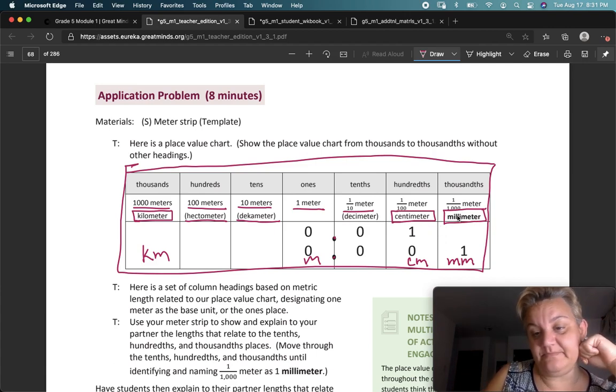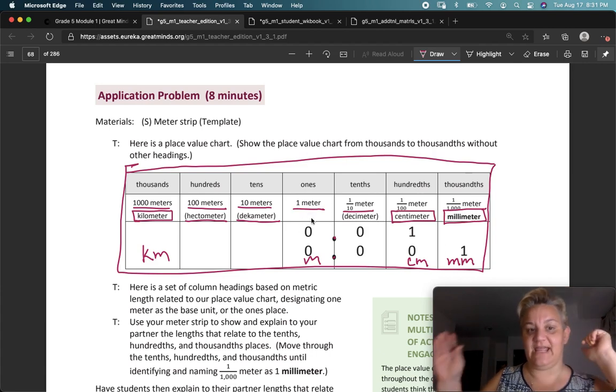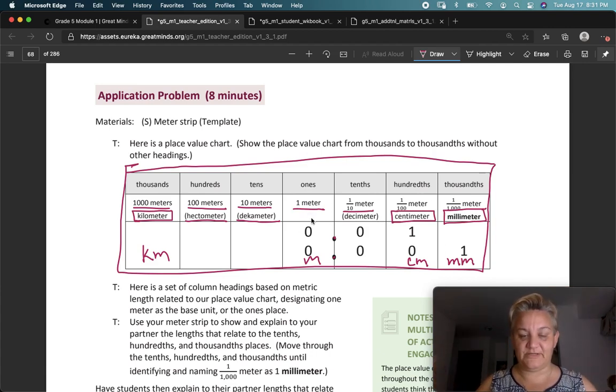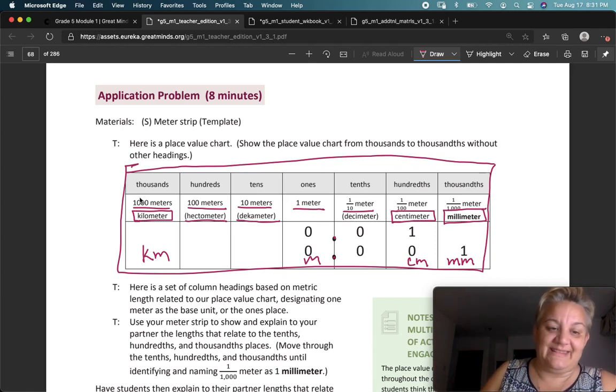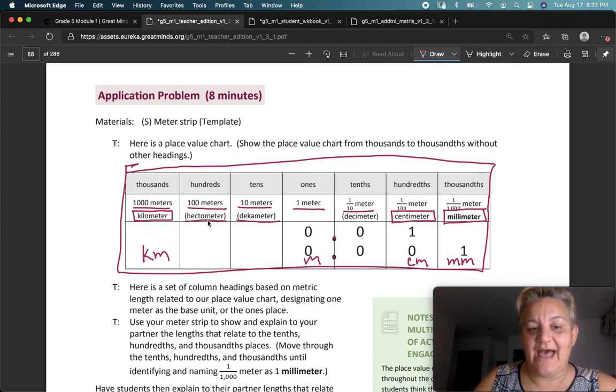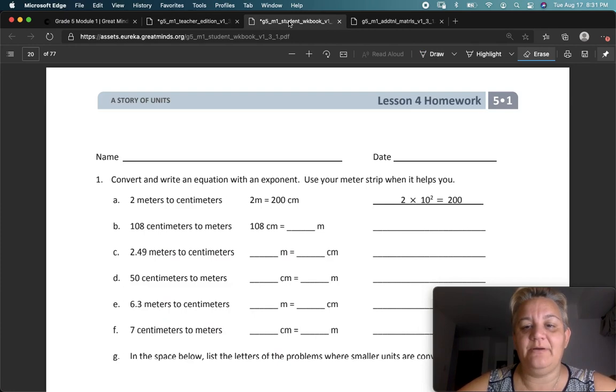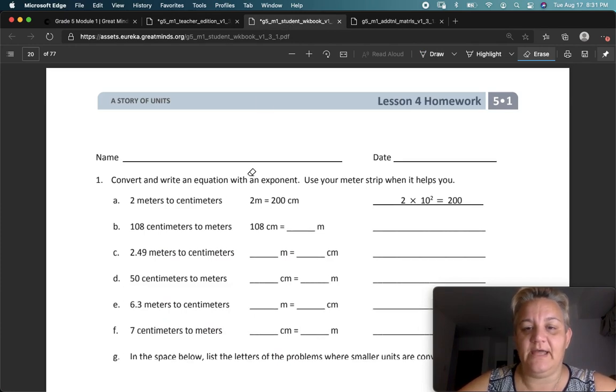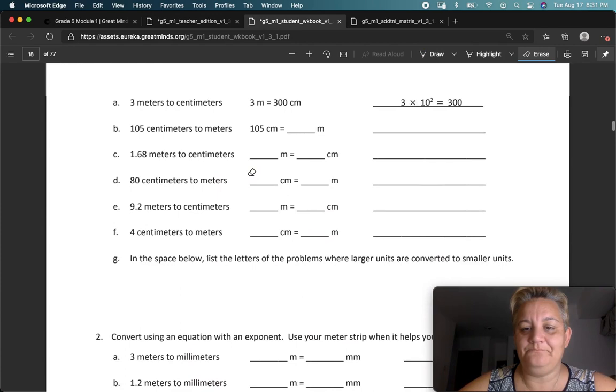You've probably heard millimeter. I know that you know what a meter is, especially now that we've been talking about staying a meter away from each other or 2 meters away from each other because of COVID. And a kilometer is 1,000 of those meters, okay? So this is my nice little place value chart, and I'm showing you how the metric system works on that same chart, okay? Let's go over to our problem set.